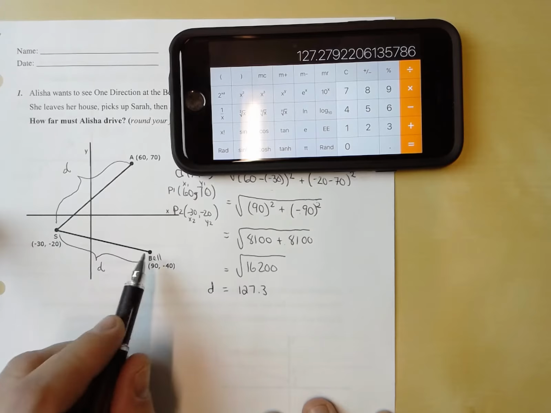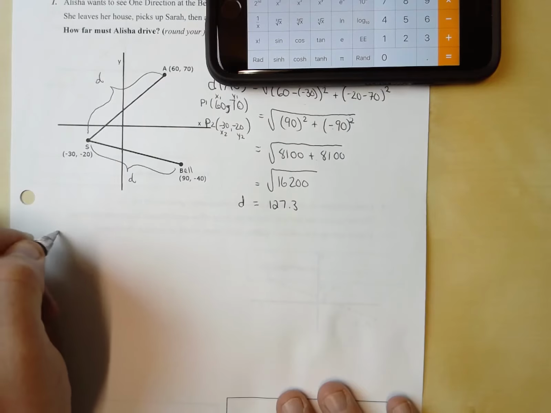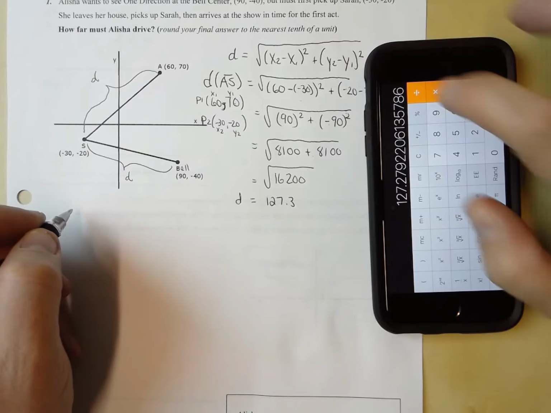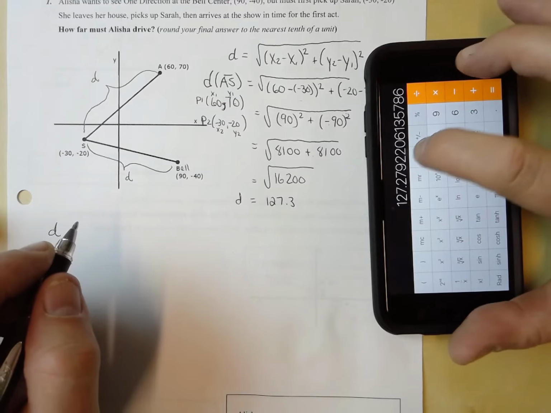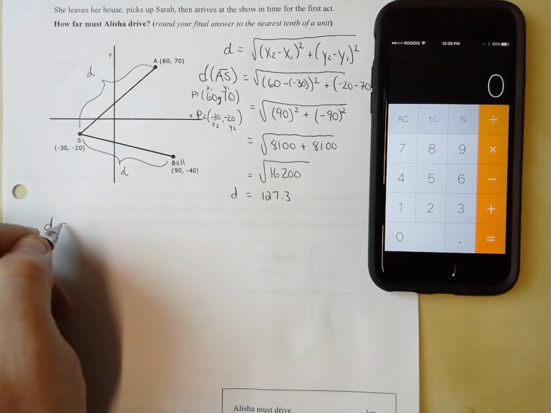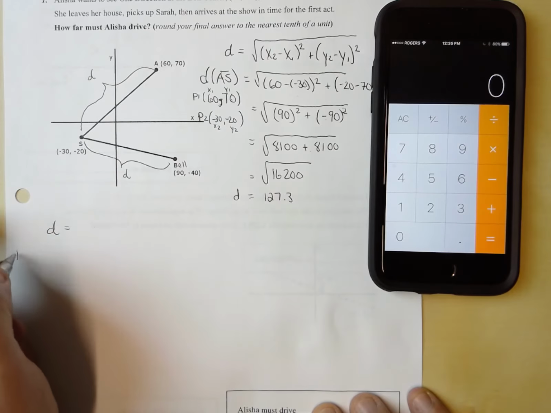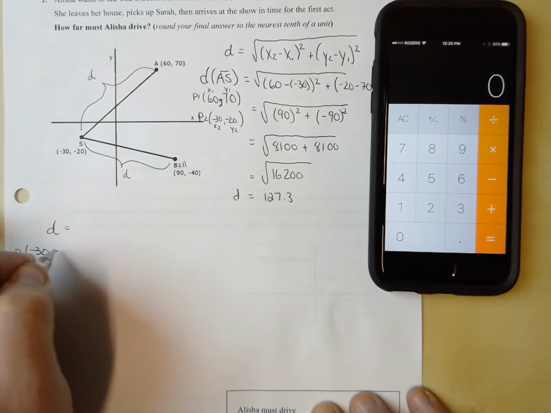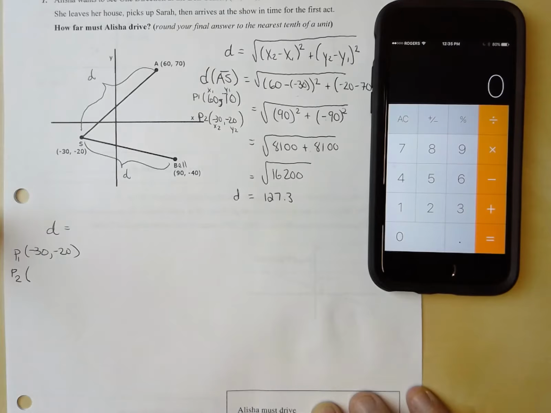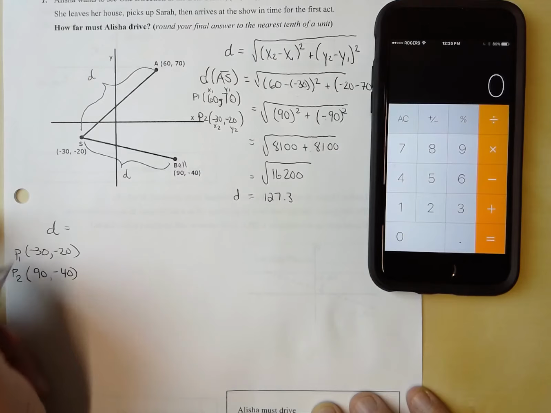Now we got to get from Sarah's to the Bell Center. So we do the second set of calculations, which is the distance formula again. I'm not going to rewrite the formula this time because we have it on the top of the paper already. So what I'm going to do now is redo the distance formula, but my P1 and my P2 are going to change. My P1 is now Sarah because I'm starting from Sarah's house. So P1 will be negative 30, negative 20, and my P2 will be equal to 90, negative 40, because that's the Bell Center. That's where I'm going. P1 is always where you start, and P2 is where you're going to end up.